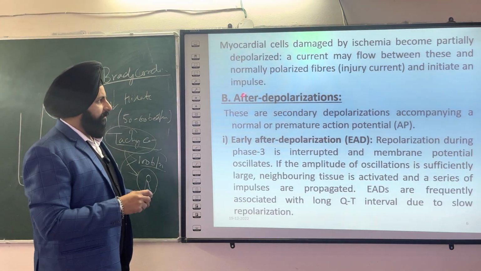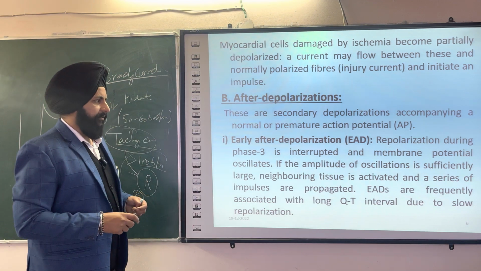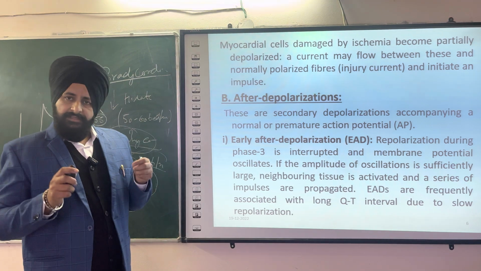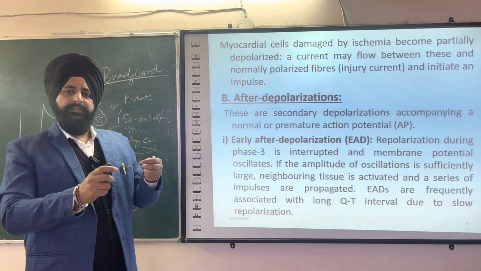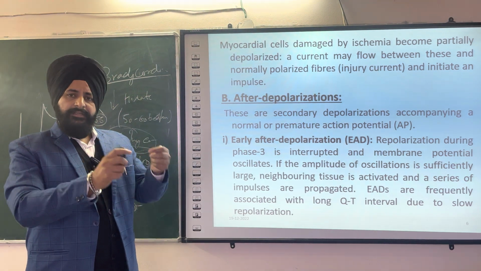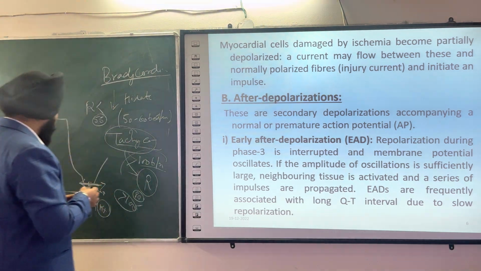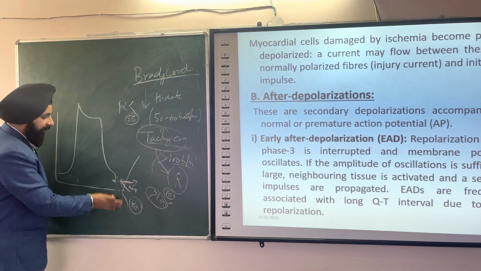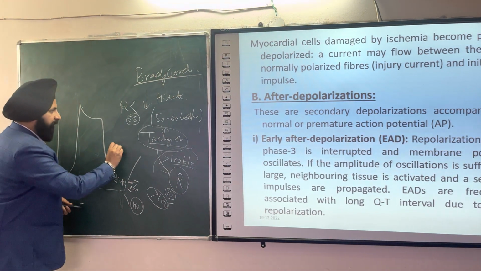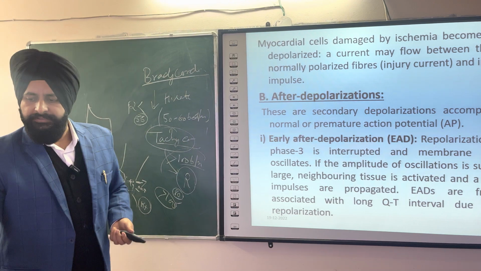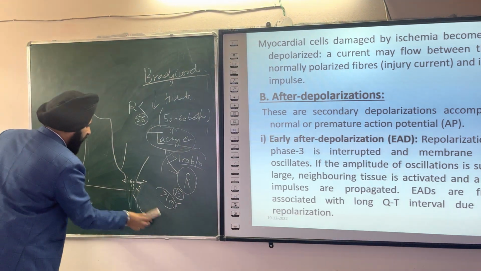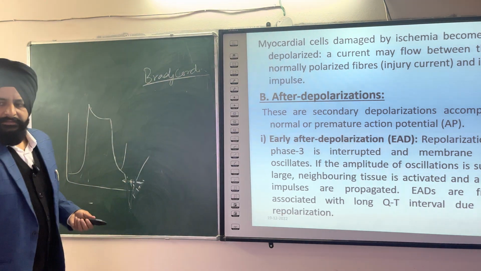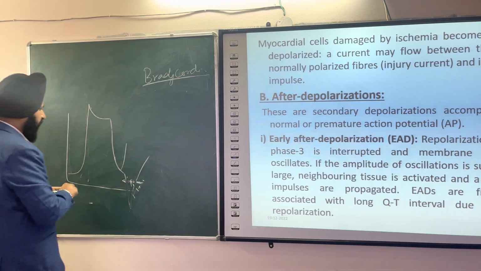So next is called afterdepolarization. Afterdepolarization is of two types. One is called early afterdepolarization. So what does it mean? Early means earlier. So this is the second phase which is originated, which is called an early afterdepolarization.